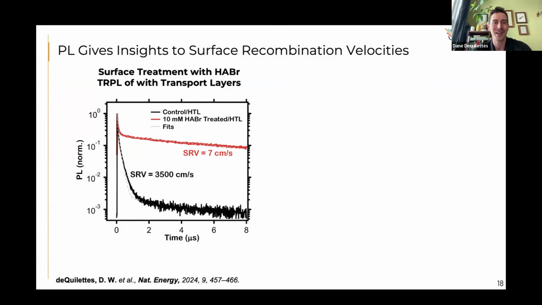I don't want to say that PL is not useful or PL imaging is not useful, because there are really clear ways that we can correlate PL behavior to device performance. So in a very recent piece of work, we were looking at surface treatment with hexyl ammonium bromide to form these 3D, 2D architectures. And you could then add a hole transport layer on top of that and take the time-resolved photoluminescence to look at the decays. And so actually what we were able to extract was the surface recombination velocity using specific models, and show that the surface recombination velocity with the surface treatment is orders of magnitude lower than what it was without the treatment.